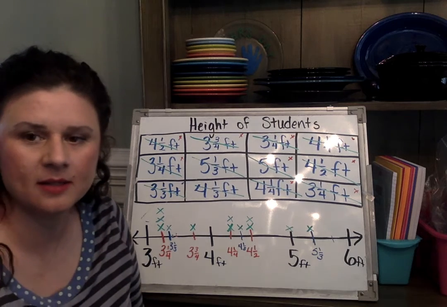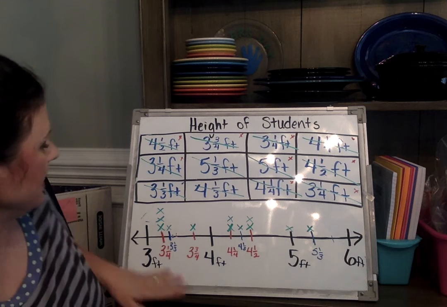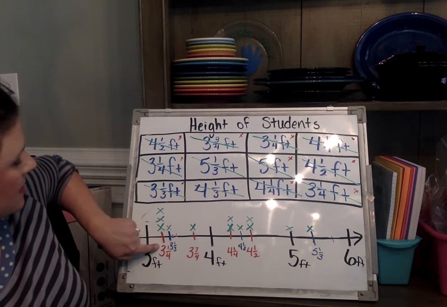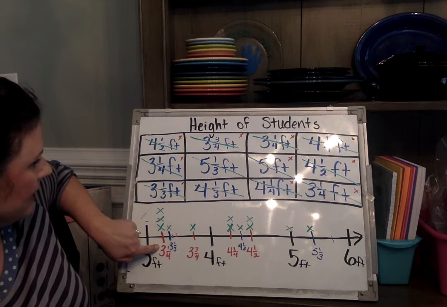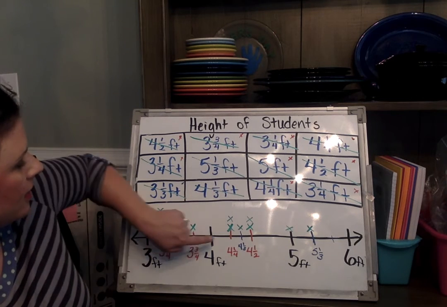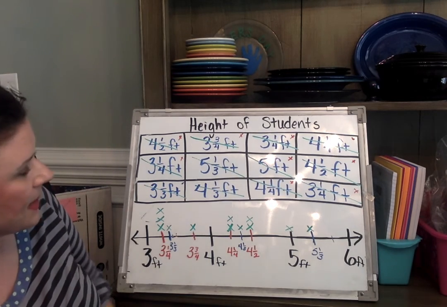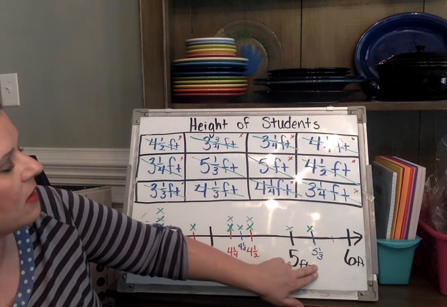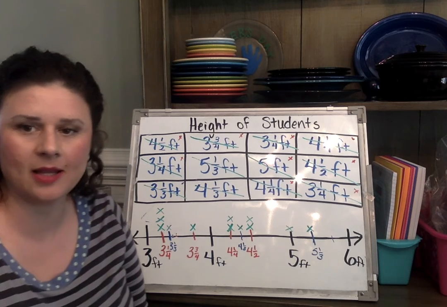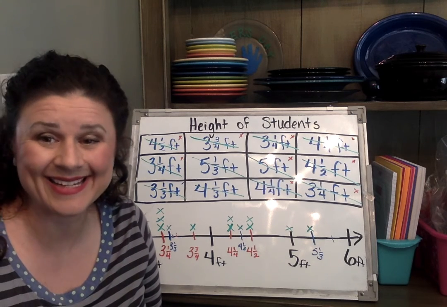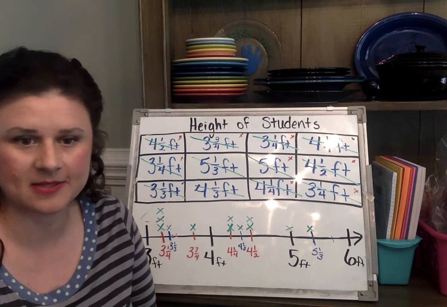So now I've plotted all of these heights on a line plot, and I can clearly look here and see more students are 3 1/4 feet tall. Okay, there are 4 1/4 and 4 1/2. We have 2 students. My tallest student is 3 1/3 feet tall, and my shortest student is 3 1/4 feet tall. This is all a line plot is: a line, and you put an X to plot how many items fall within whatever that category is.